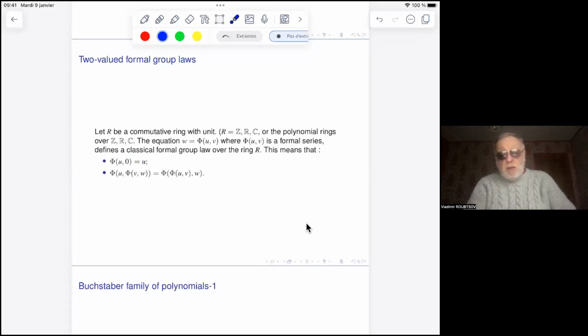It means that we have some associativity constraint. This is associativity. Associativity constraint. So we have two very simple conditions.